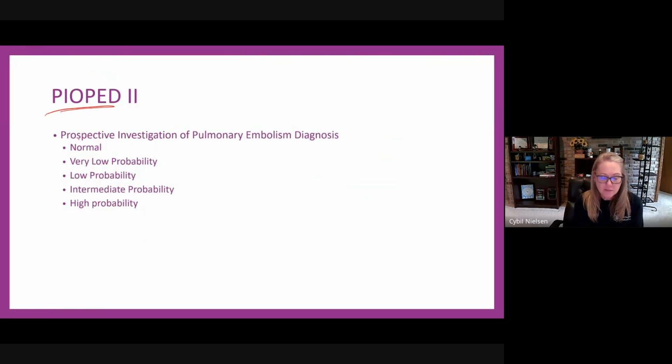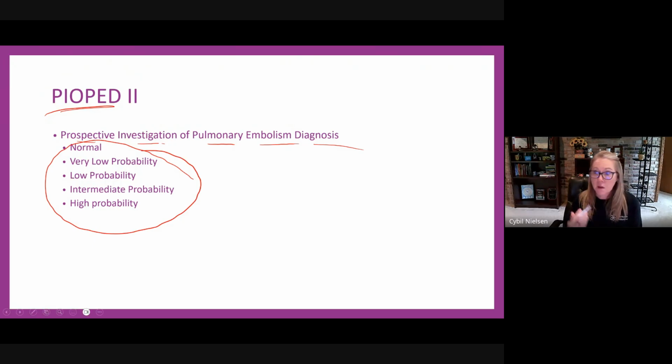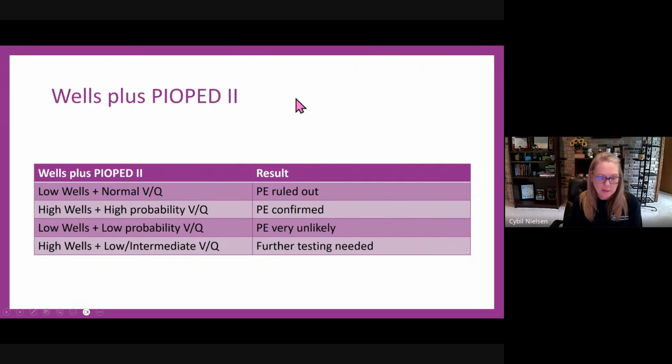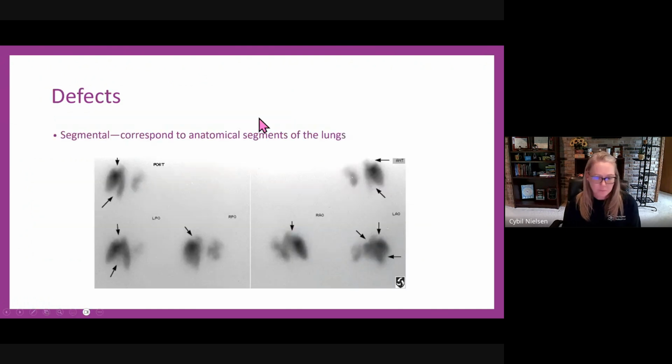PIOPED, that stands for Prospective Investigation of Pulmonary Embolism Diagnosis. This is probabilities. This is a probability that the patient does or doesn't have a blood clot. And then you can combine Wells and PIOPED. That's going to make it more confident in the diagnosis. And I don't think the specifics are going to be on your exam, but if you just know what Wells and PIOPED is, you're good.